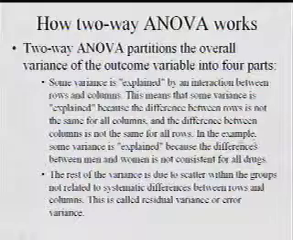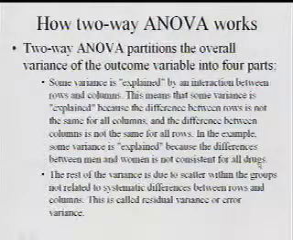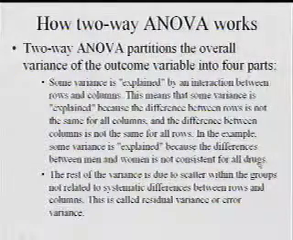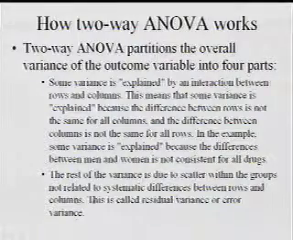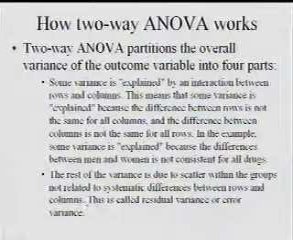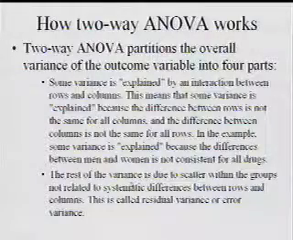In the example, some variance is explained because the differences between men and women are not consistent for all drugs. And the one that I just showed you, you'll see there'll be some up and down as we go through time, and that's what created the interaction. So the rest of the variance is due to scatter within the groups not related to systematic differences between rows and columns. This is called residual variance or error variance, and that was that residual that we've seen all along.